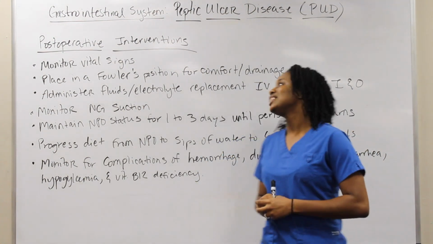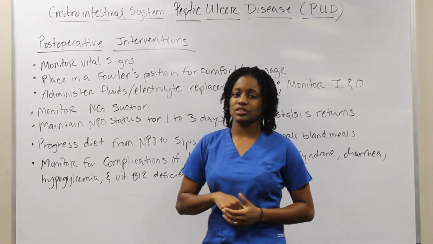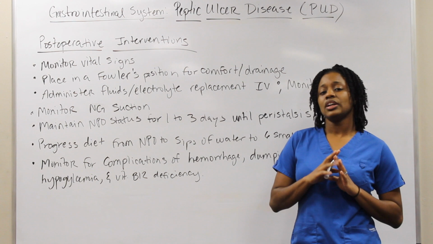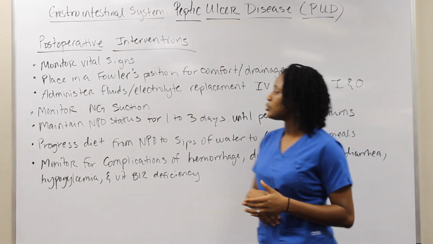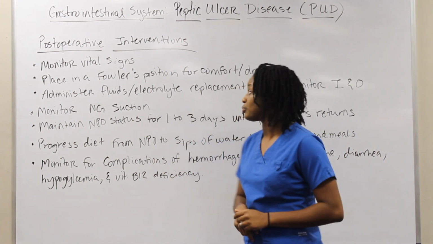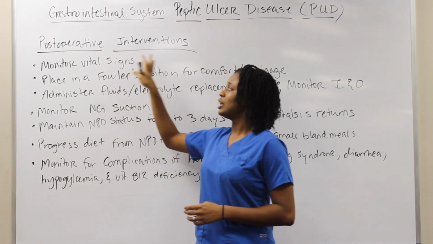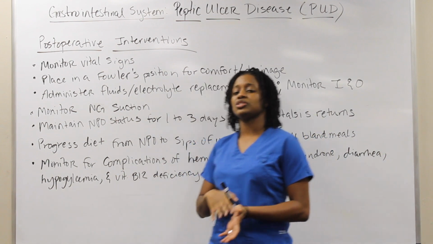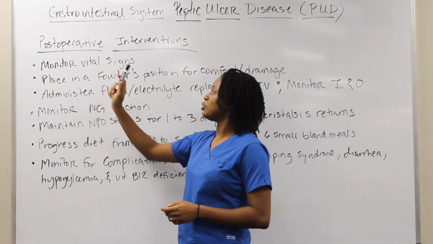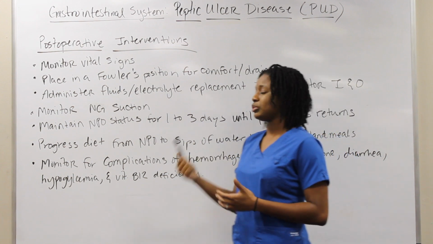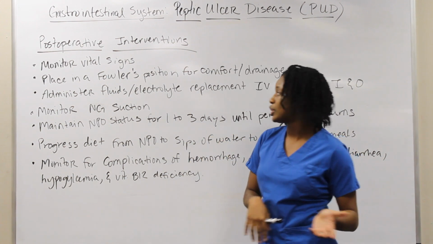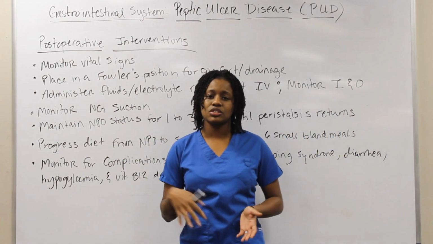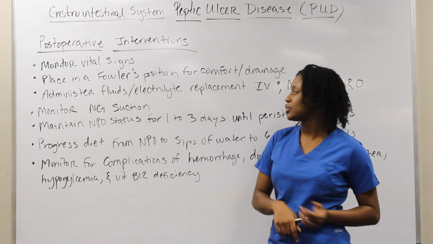So last but not least, we have post-operative intervention. After surgery, these are some things that you want to do to monitor, so that this patient has a safe recovery and is able to continue on and do what they have to do. So again, as you can see, it's not that different from the interventions that you've done before. You're just going to be doing the same interventions. You monitor your vital signs, and the main things to watch out for are your heart rate and your blood pressure. You want to place the patient in Fowler's position for comfort and also for drainage. Fowler's is 30 to 45 degrees.